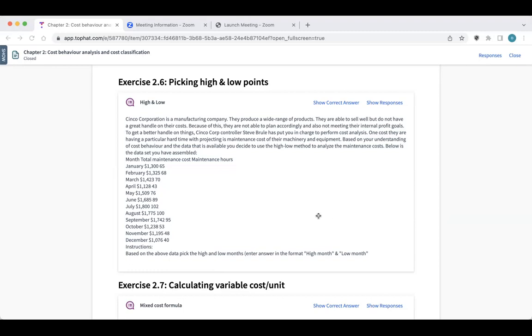This formula here is just C equals Vx plus F with everything plugged in that I know. So instead of C, I have $1,800 equals, instead of V, I have 11.68 times X, but instead of X, I have 102 hours, and we're still solving for F. So all I do at this point is go through my multiplication of the variable cost times the number of hours. So I get $1,800 equals 1,191.36 plus F. Now to isolate for F, I'm going to subtract 1,191.36 from both sides.